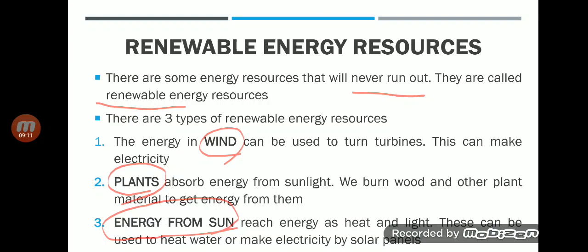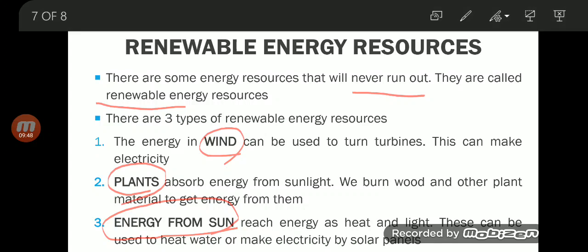Then, number two, plants absorb energy from sunlight. We burn wood and other plant materials to get energy from them, energy in the form of heat. Number three, energy from the sun reaches us as heat and light. These can be used to heat water or make electricity by solar panels. So energy from the sun, we use in two ways: to heat water or to make electricity by solar panels.